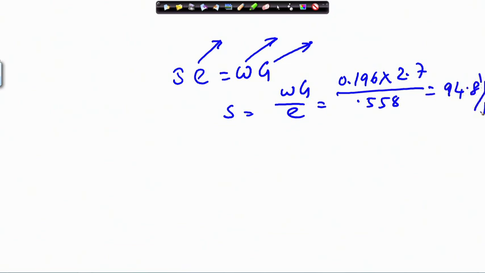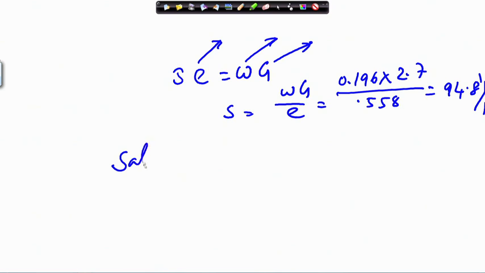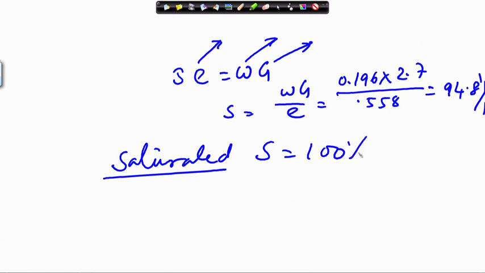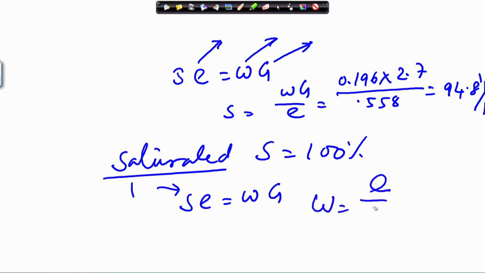94.8%. And the last question was, when it is flooded, that means the entire soil will be saturated, then what is the water content? When it is flooded, that means the soil will be saturated. So, saturated means S equal to 100%, and in that case the same equation is valid, S into e equal to w into G, and S equal to 1, and w is what you have to find out. So, w equal to ultimately e by G. So, that means e is 0.558 divided by 2.7, this gives you 20.6%.